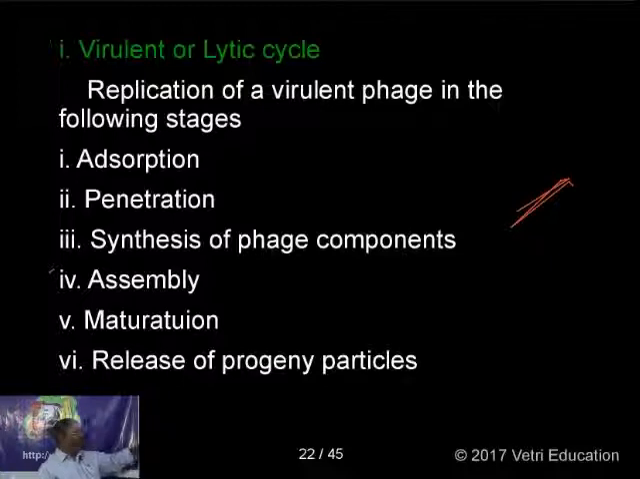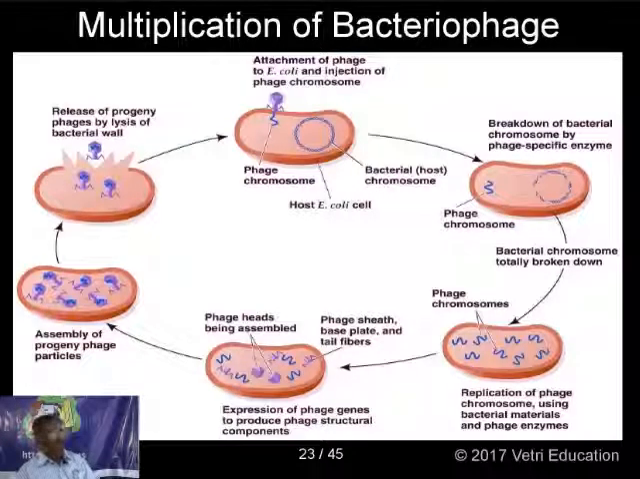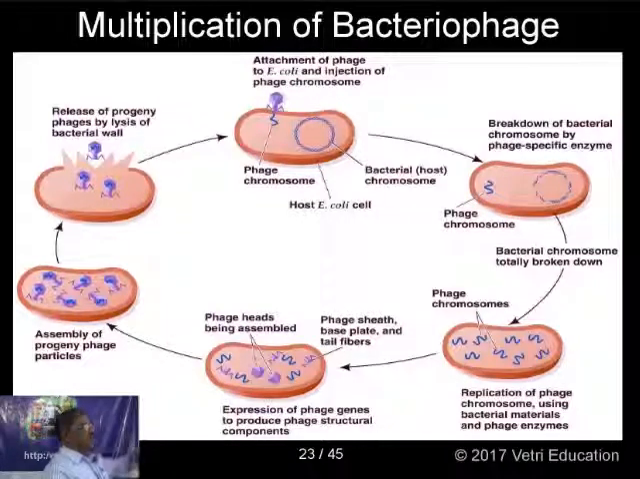In penetration, the bacteriophage tail fibers produce a type of enzyme that is called lysozyme. This lysozyme creates an opening in the bacterial cell through which the bacteriophage injects the DNA, or the nucleic acid, into the bacterial cell. And then what happens? Once the bacteriophage genome has entered, it produces the phage particles.